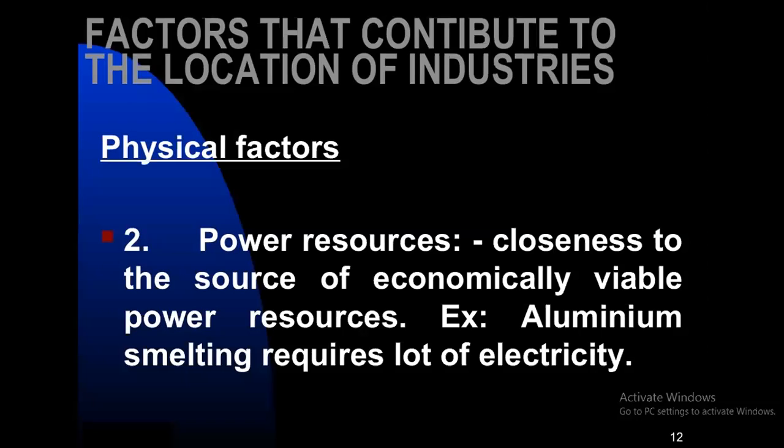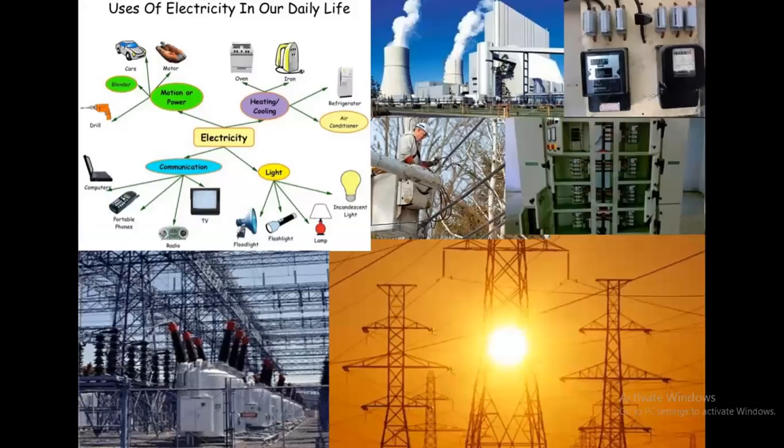Next is power resources. That means closeness to the source of economically viable power resources. For example, aluminium smelting requires a lot of electricity. They will try to see that proper power resources are available near the industries, so that if they need lots of electricity, there is no problem of shortage, because if the light has gone, the work stops. If the power resources are near to them, they can always make use of it.